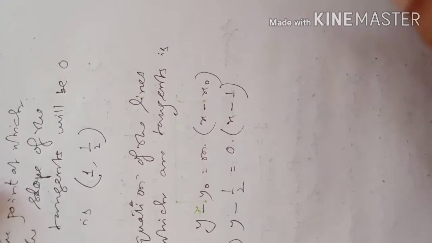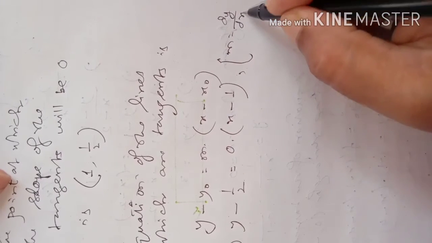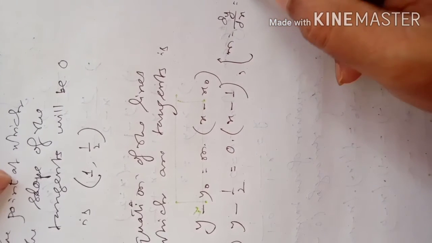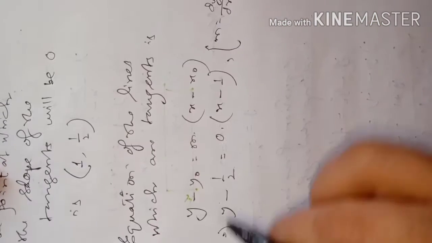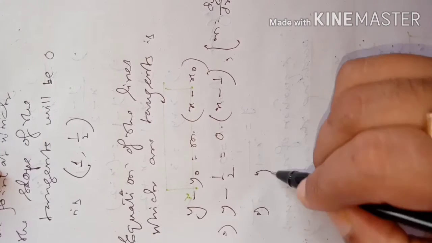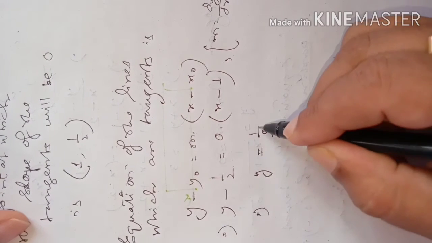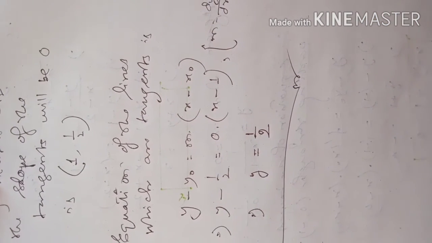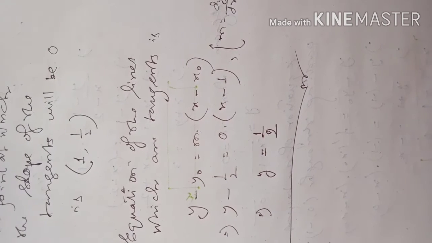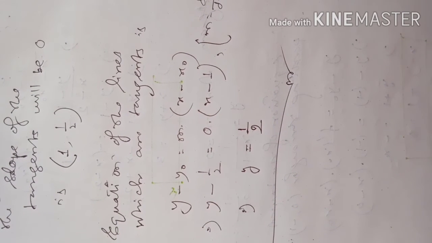Here m stands for dy by dx, that is slope. Okay, dear students, that is slope. So this whole thing will become 0. Then you will have y is equal to 1 by 2. So this is the equation of all the lines which are tangents to the given curve at the point x equal to 1, y equal to 1 by 2.